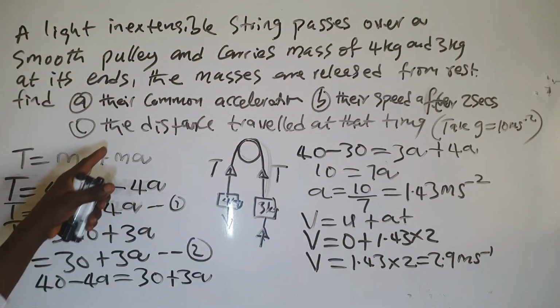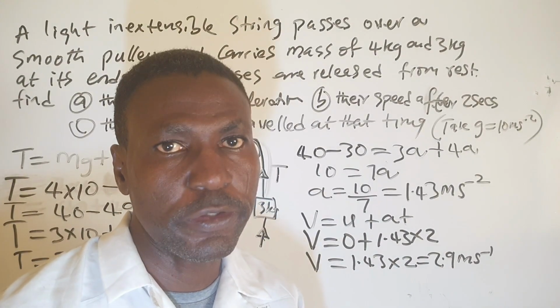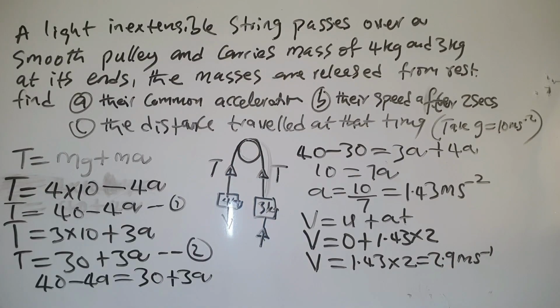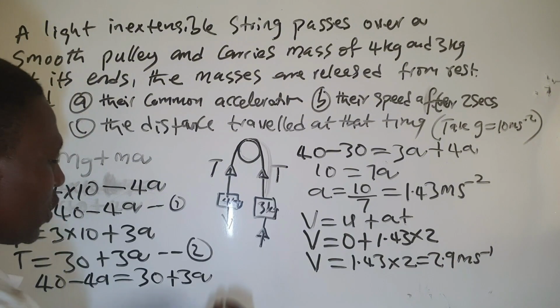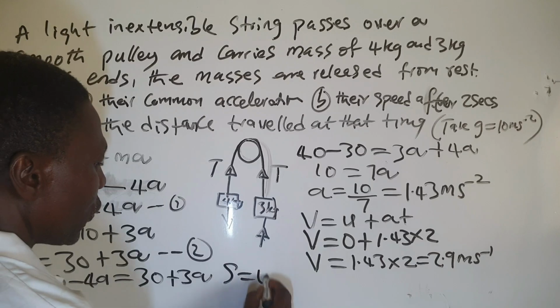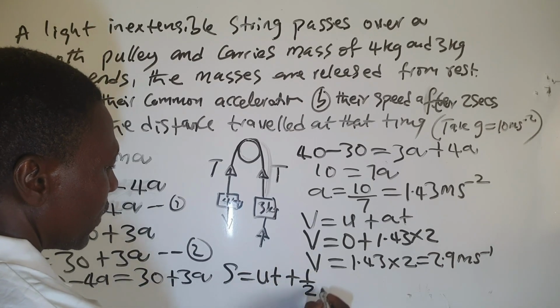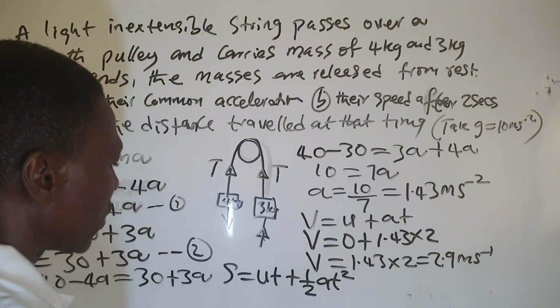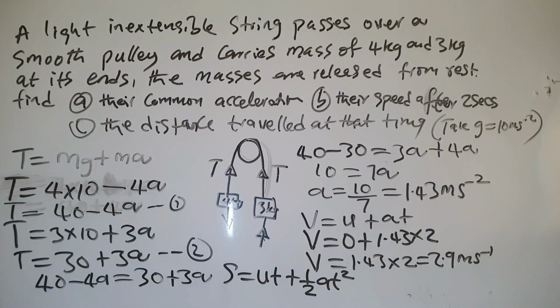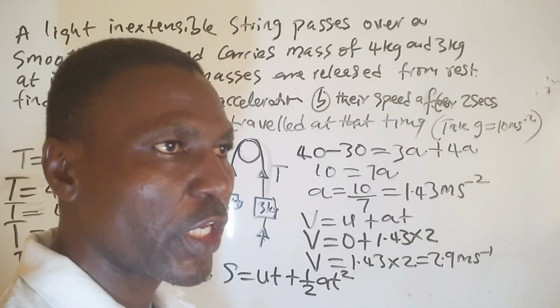Now number C says the distance traveled at that time, the same time, which is 2 seconds. We still use a formula that will enable us to get it, which is S, which stands for the distance, using the motion formula: S equals UT plus half AT squared. That is another formula for motion, which we brought from our memory or from the book. Please, I've solved even motion. Go through my page, you will see all the questions concerning motion.